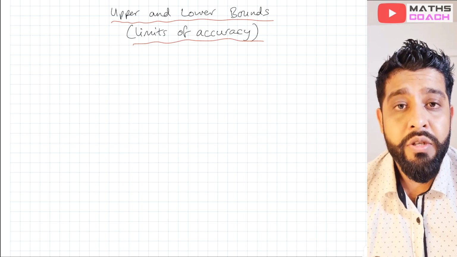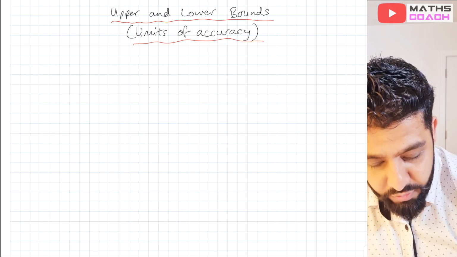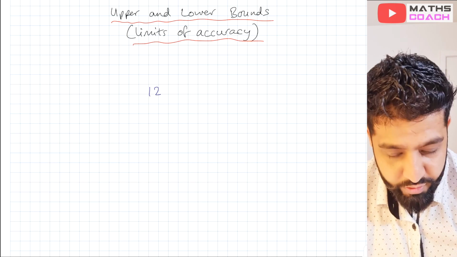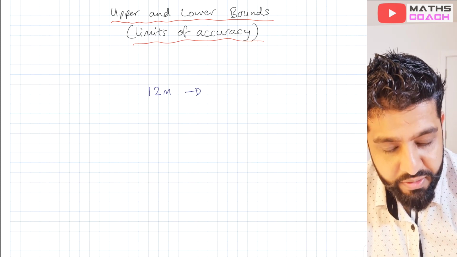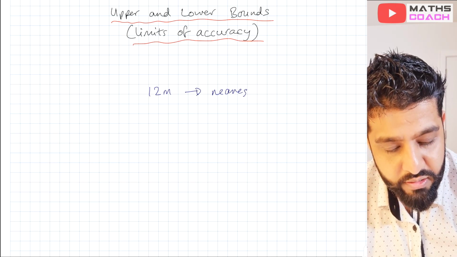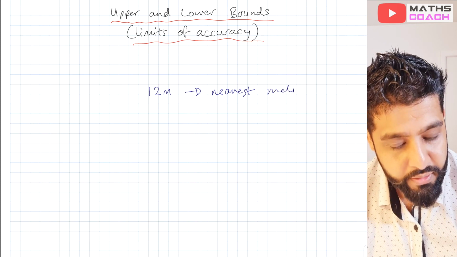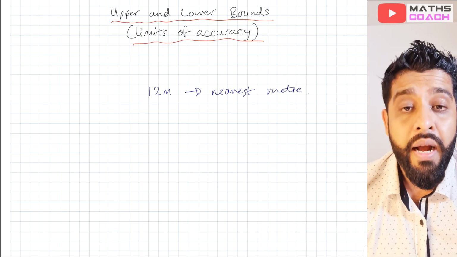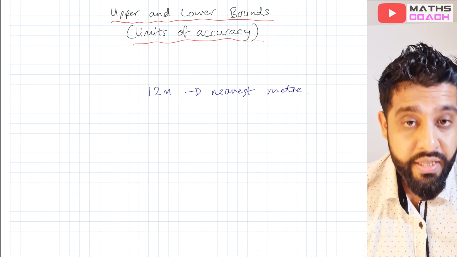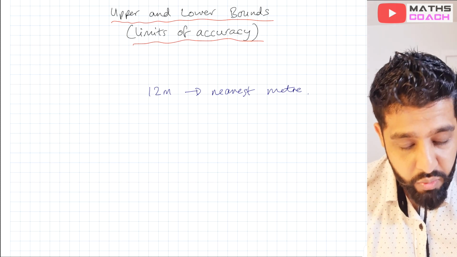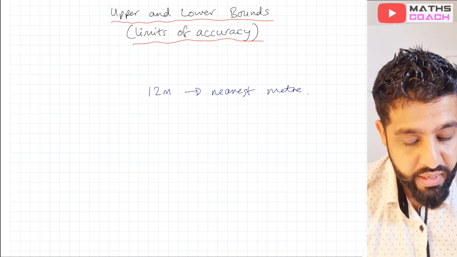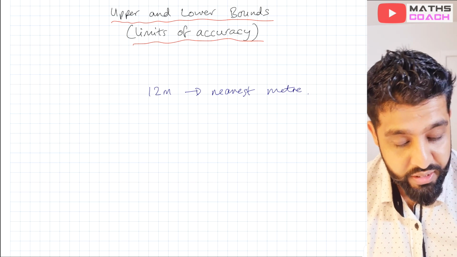So typically you'll be given a value, and you might be told that, for example, here 12 meters has been rounded to the nearest meter. And you are expected to find the error interval. Now, what we have been told is that 12 meters has been rounded to the nearest meter.